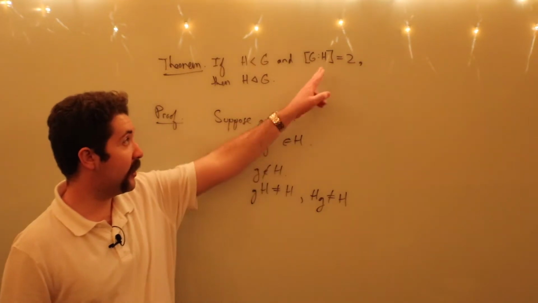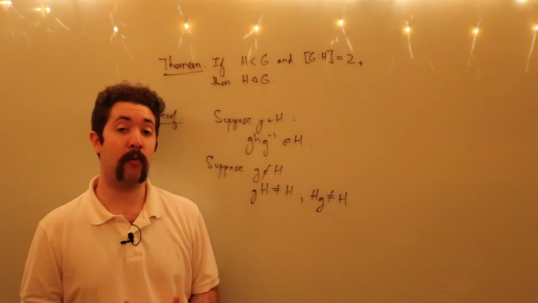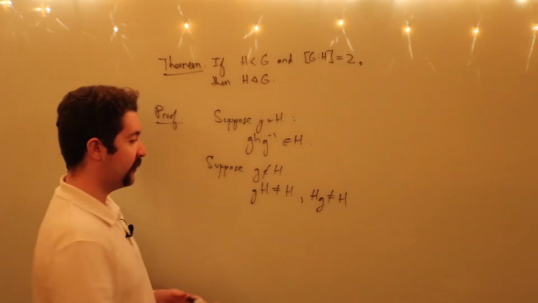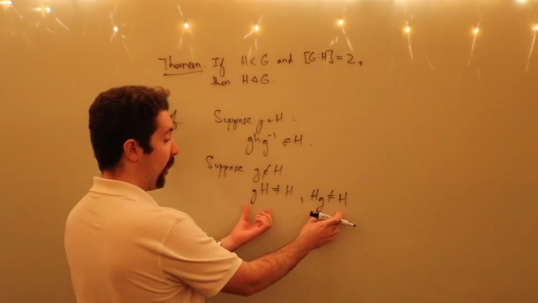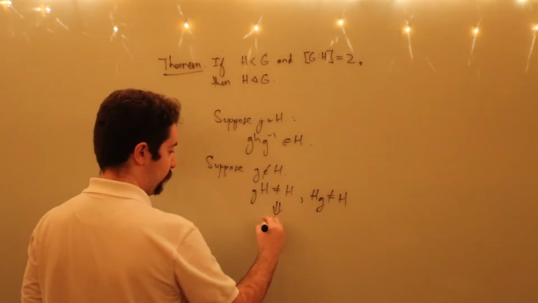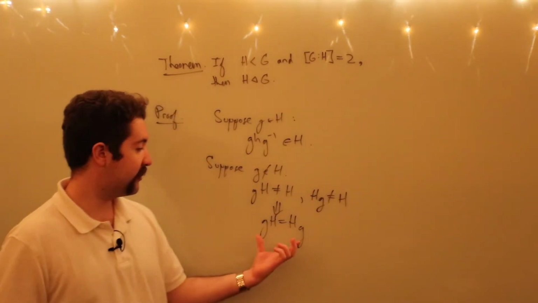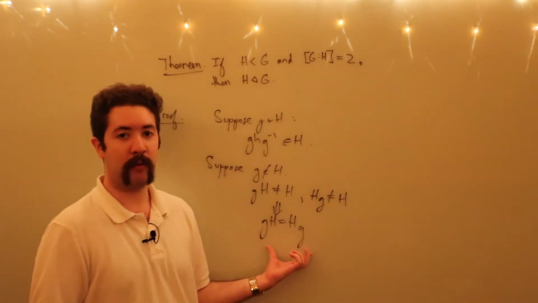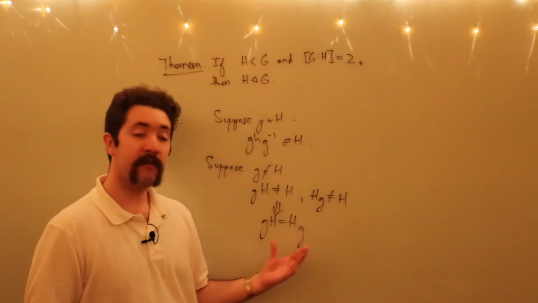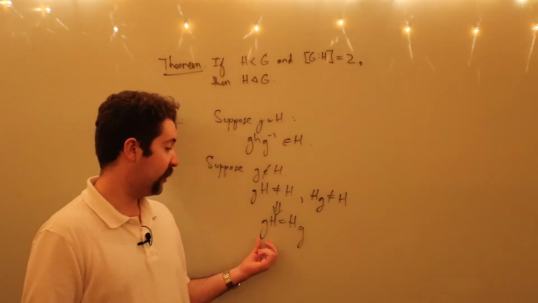Now, since the index of H in G is only 2, there are only 2 cosets, and one of them is H, which means both of these, not being H, must be the other one, and thus they must be equal. So that gH is equal to Hg, and this is our defining property, or one way of writing our defining property, for a normal subgroup H, right? This is true for arbitrary elements g.